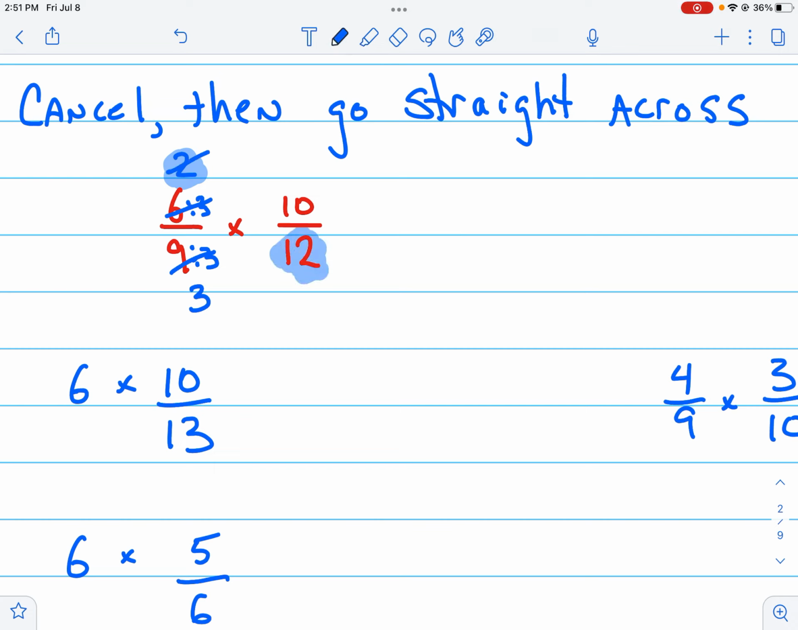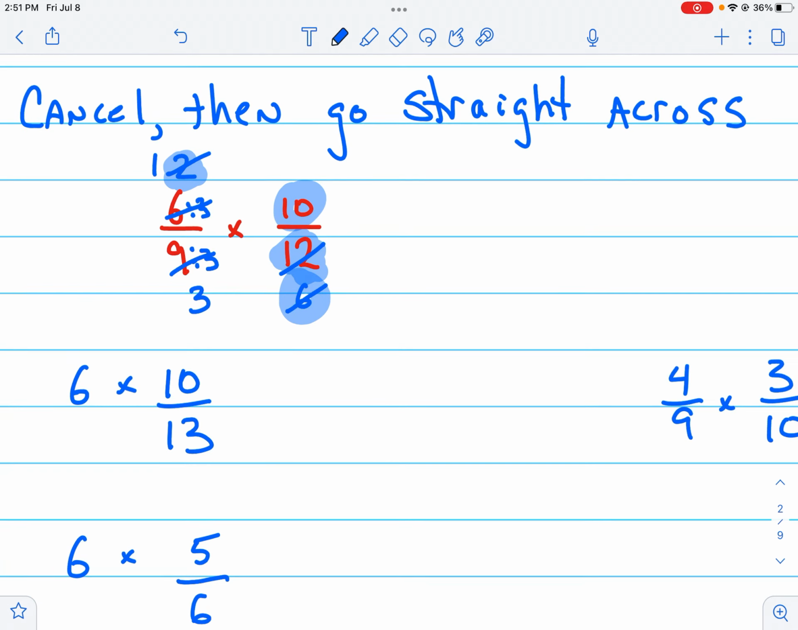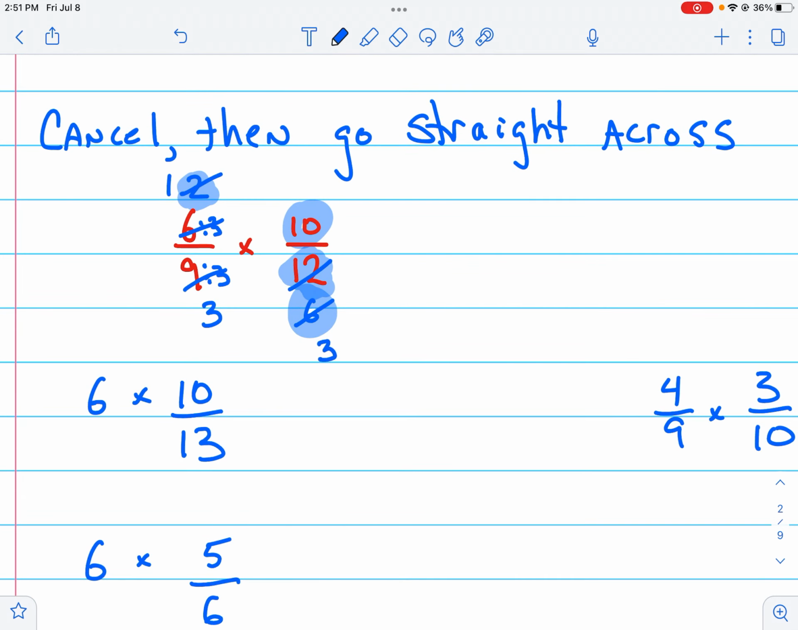2 divided by 2 becomes 1. 12 divided by 2 becomes 6. And I can keep going. I have a 6 and a 10. I'm looking at this number and this number. 6 divided by, what do they have in common? They have a 2 in common. So 6 divided by 2 is 3. 10 divided by 2 is 5.